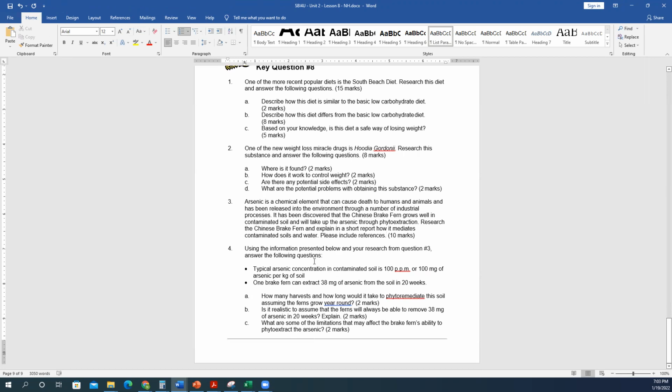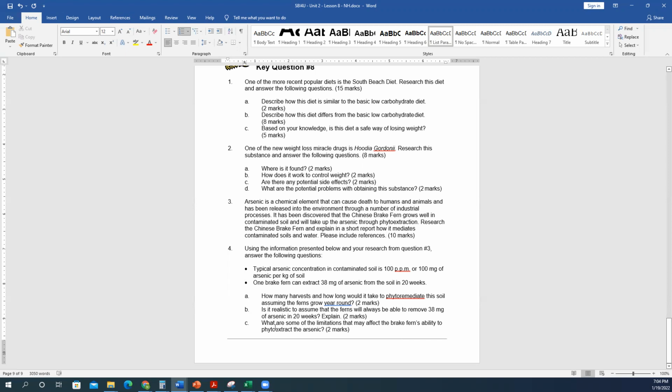And then finally, number 4, using the information below and the research that you did in question number 3 about that Chinese brake fern, answer the following questions. Typical arsenic concentration in contaminated soil is 100 parts per million, or 100 milligrams of arsenic per kilogram of soil. 100 milligrams per kilogram is the same as saying 100 parts per million. So if you have one brake fern that can extract 38 milligrams of arsenic from the soil in 20 weeks' time, answer these questions. A: How many harvests and how long would it take to phytoremediate the soil, assuming that the fern grows all year round? It doesn't have a limited growth season, but it can grow all year round.